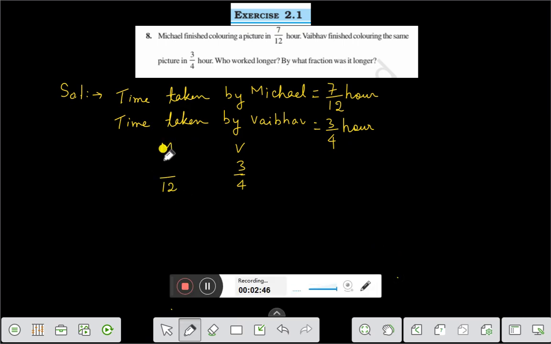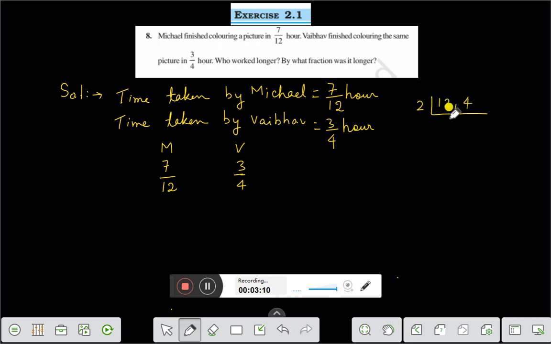7 by 12, and this is 3 by 4 hour. Since the denominator is not same, we cannot say which one is greater, right? First, we have to make the denominator same. That means you have to take the LCM of 12 and 4.